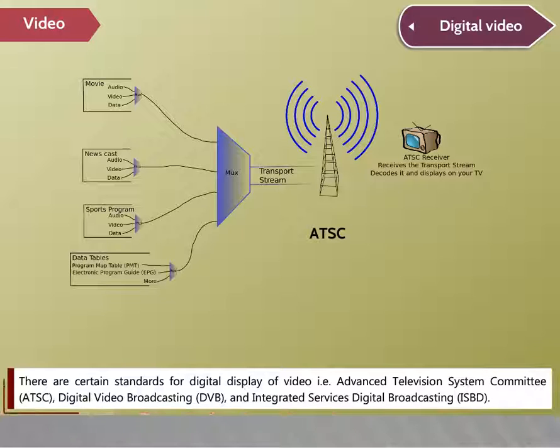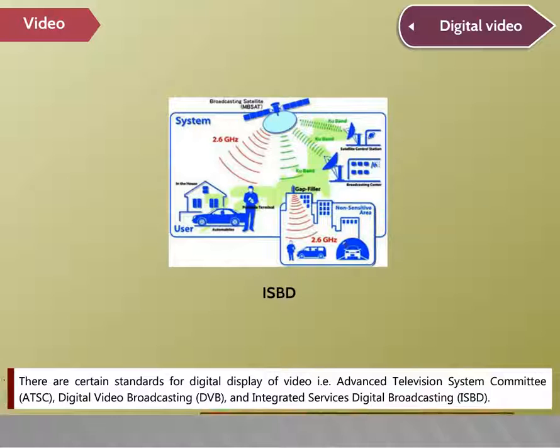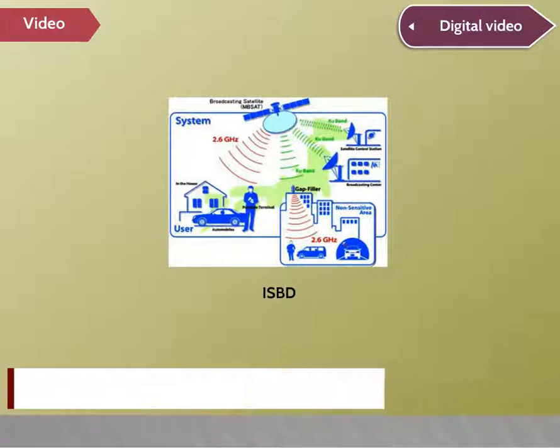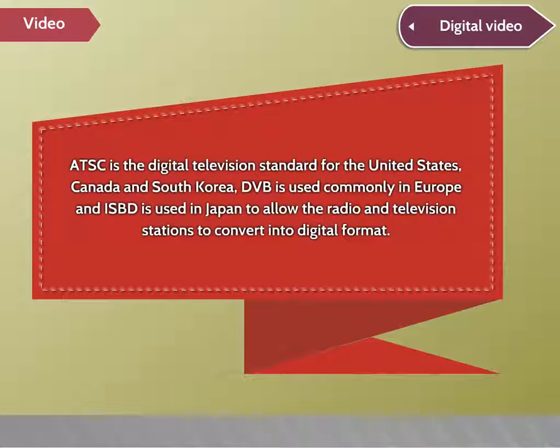There are certain standards for digital display of video, that is Advanced Television System Committee, that is ATSC, Digital Video Broadcasting, that is DVB, and Integrated Services Digital Broadcasting, that is ISDB. ATSC is the digital television standard for the United States, Canada, and South Korea. DVB is used commonly in Europe, and ISDB is used in Japan to allow the radio and television stations to convert into digital format.